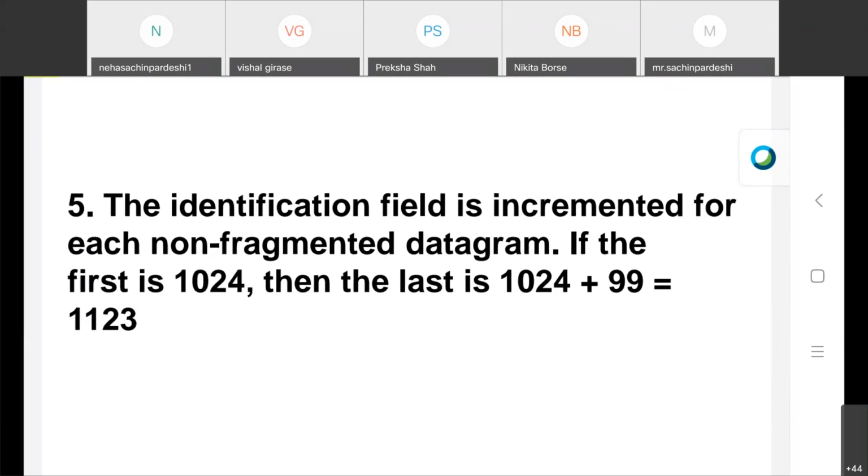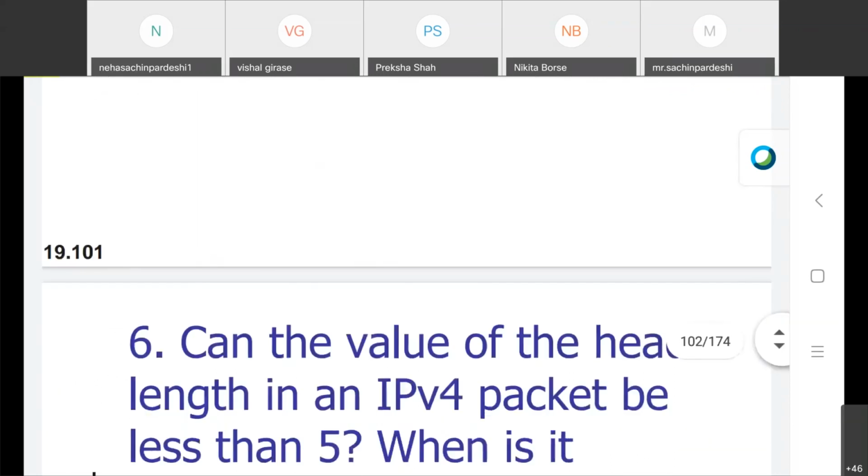So the concept is very simple. If you remember the whole concept of how the IPv4 datagram is forwarded, you can easily solve this problem. But here you have to remember the first number is 1024, so you have to add 99 instead of 100. Otherwise your answer would be wrong. The next problem.